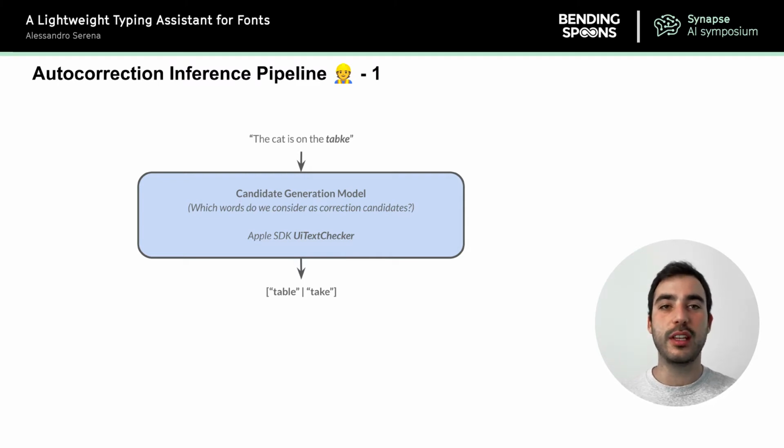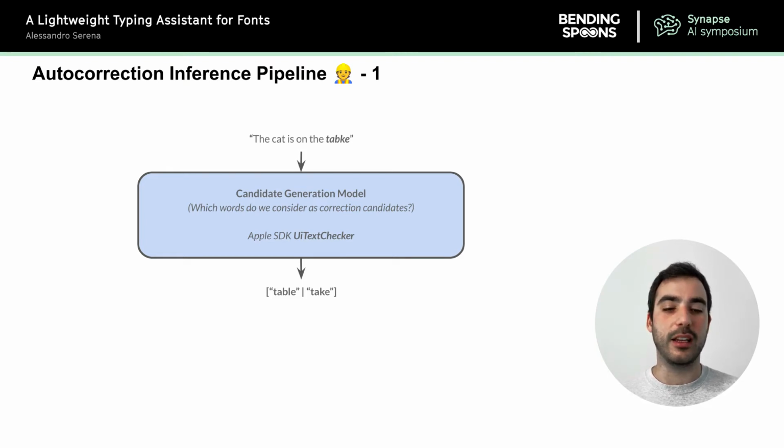Ideally, we could use the entire English vocabulary, but you can easily see how that is not going to scale. Also, almost every single word in the vocabulary is not going to be relevant in this case to correct the word tab key. So the first system that we encounter in this pipeline is the candidate generation model that tries to narrow down the number of potential candidates that we want to consider.